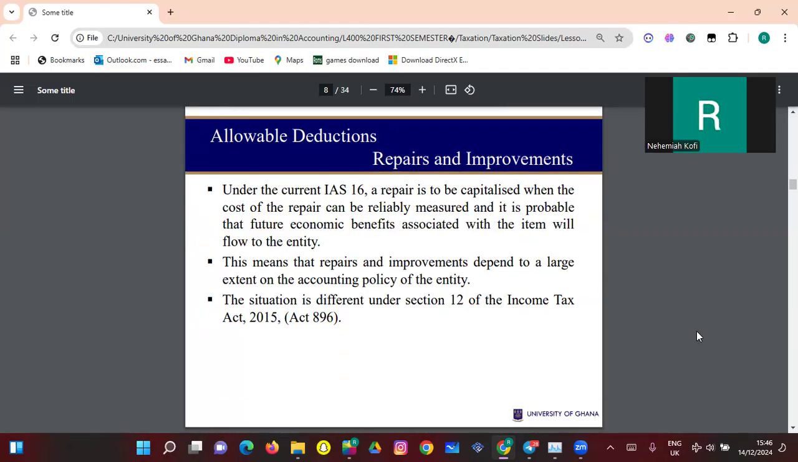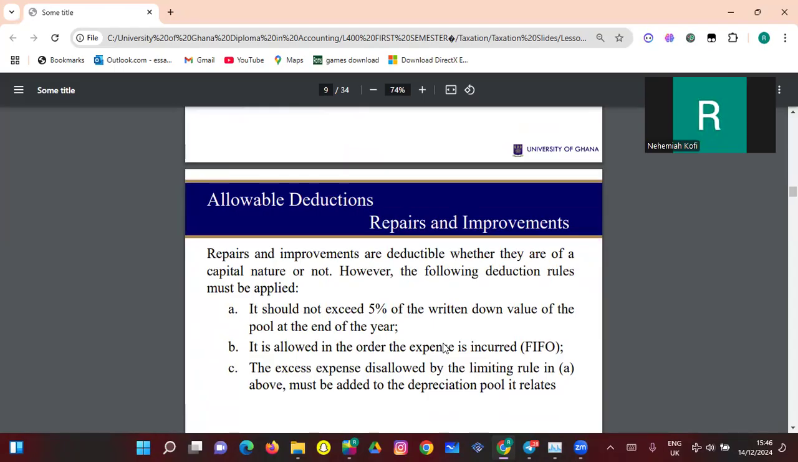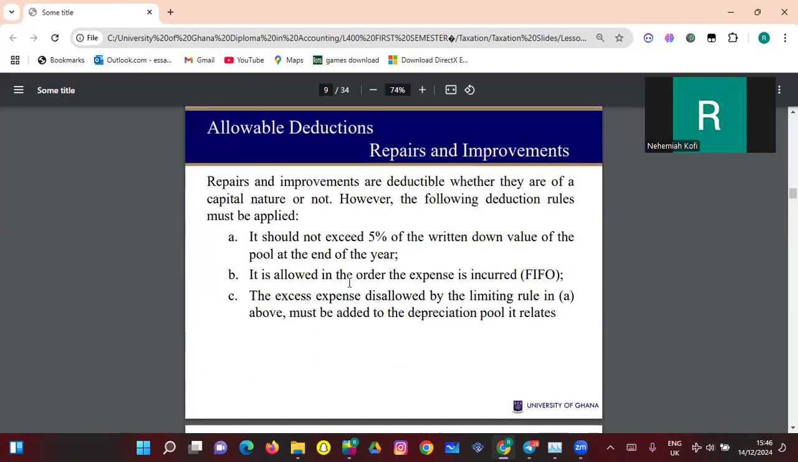Right. So first here is repairs and improvement. So remember that under IAS 16, a repair is to be capitalized when the cost of repair can be reliably measured, and it is probable that future economic benefits associated with that particular item will flow into the entity, right? But under the tax act, it is different here. So you see in the IAS, it is only when these provisions are met, right? But on the tax act, it is different.